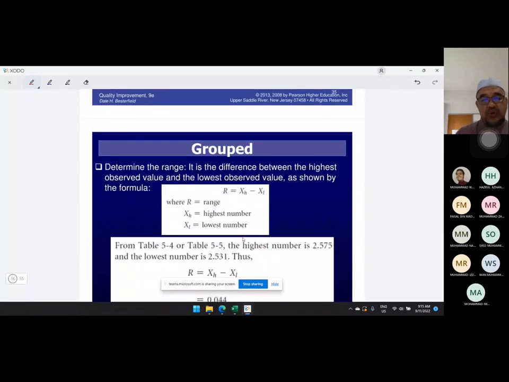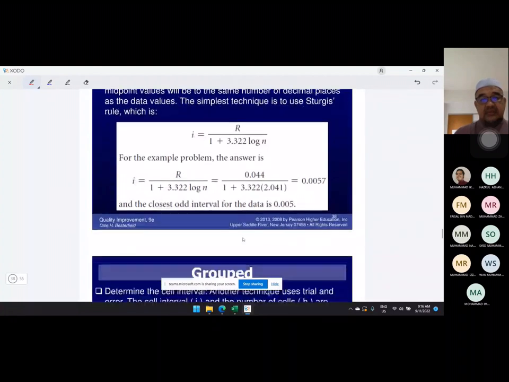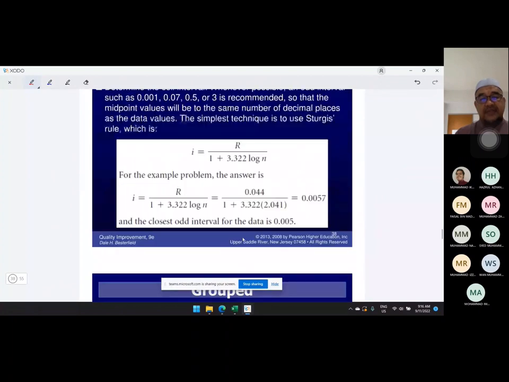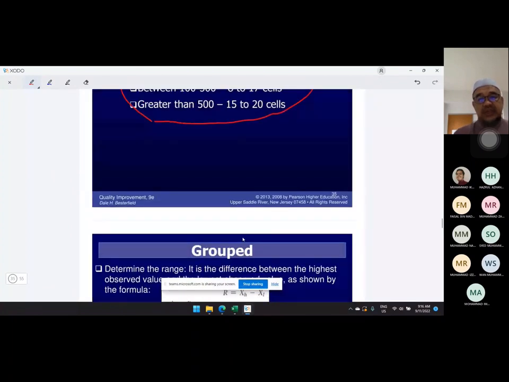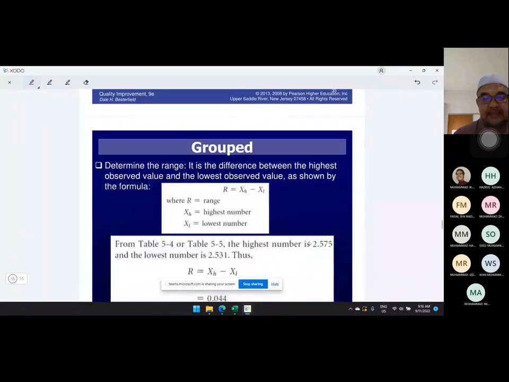Of course, we can also calculate the number of cells, which is H. Number of cells equals the square root of n. So if we have 100 observations, the number of cells should be around 10. Okay, that's another way of doing it. So what's shown in these few slides are the ways for us to draw a histogram.